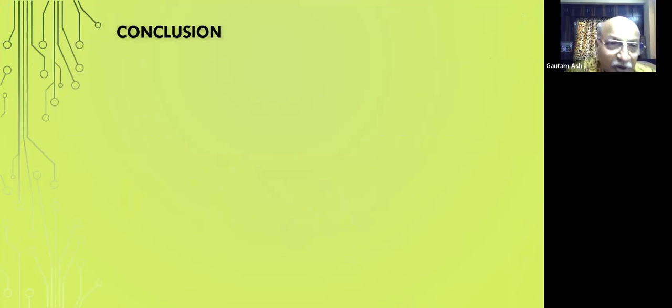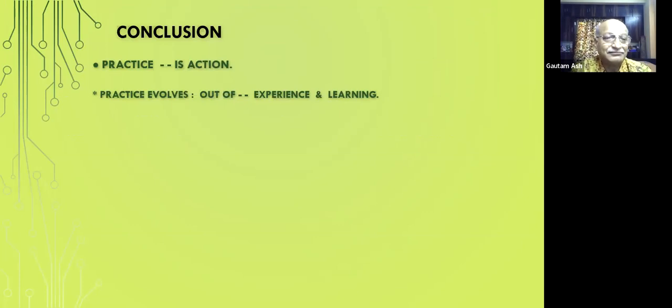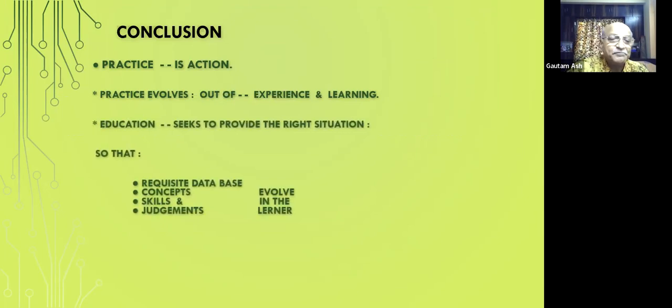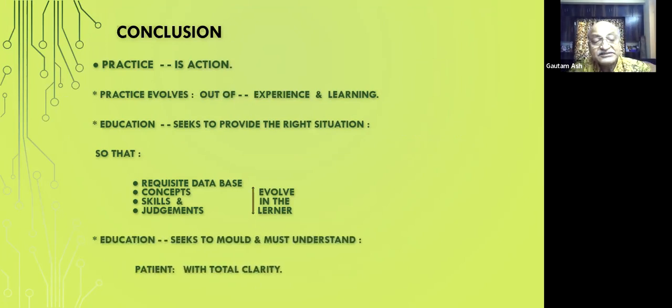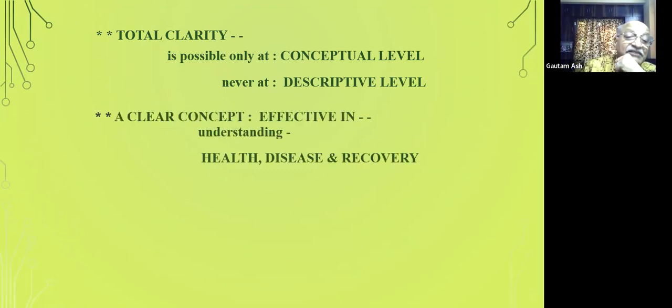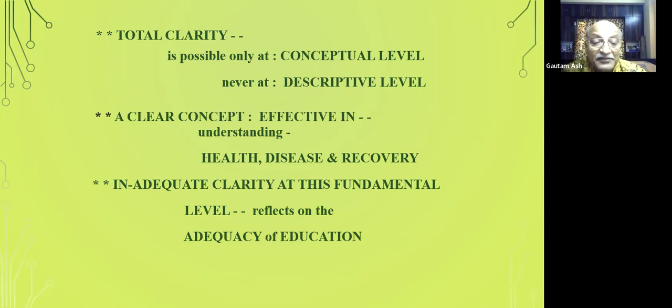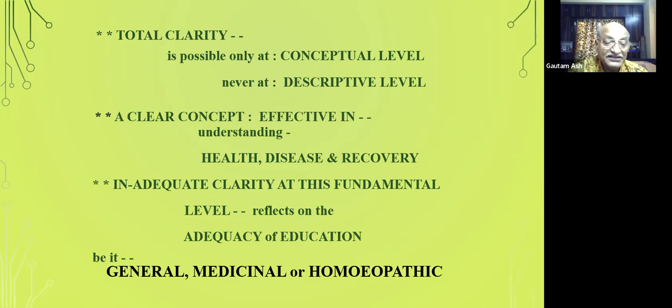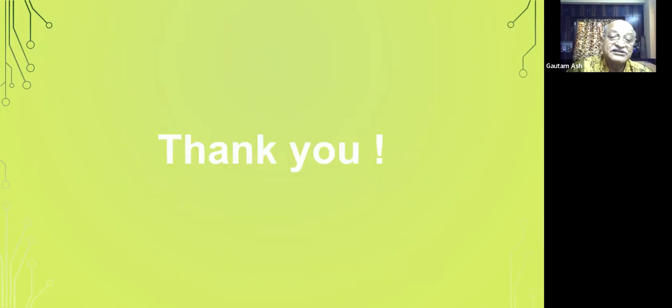Therefore, to conclude the session, I should say practice is action. Practice evolves out of experience and learning. Education seeks to provide the right situation, the requisite database, concepts, skills, and judgments, whatever we have dealt with from the beginning of my discussion, evolved in the learner. Education seeks to mold and must understand the patient with total clarity. Total clarity is only possible at the conceptual level, never at the descriptive level. A clear concept is effective in understanding health, disease, and recovery. Inadequate clarity at this fundamental level reflects on the adequacy of education, be it general, medical, or homeopathy, whatever it may be. So this is the ultimate conclusion about my discussion. Thank you.